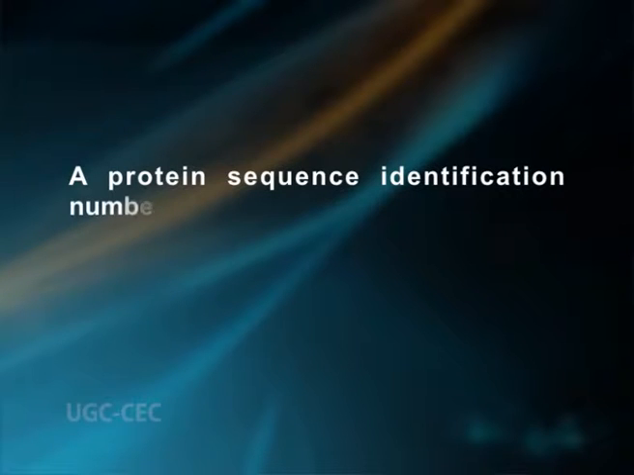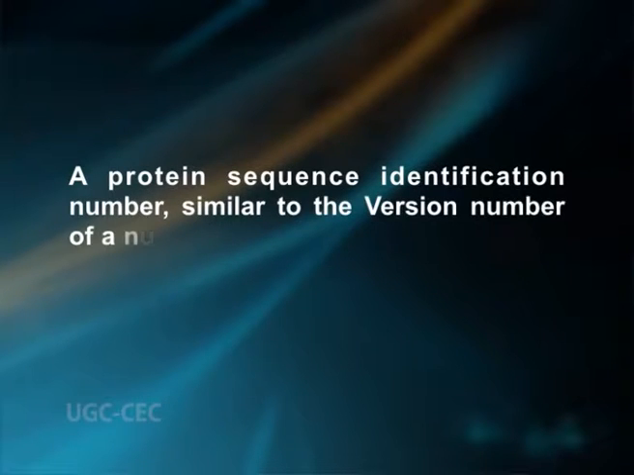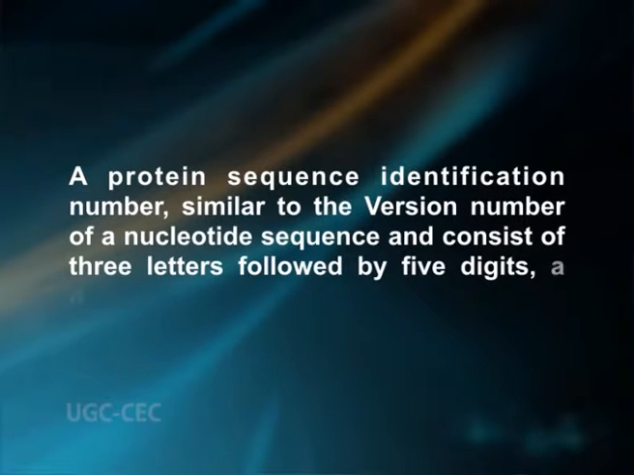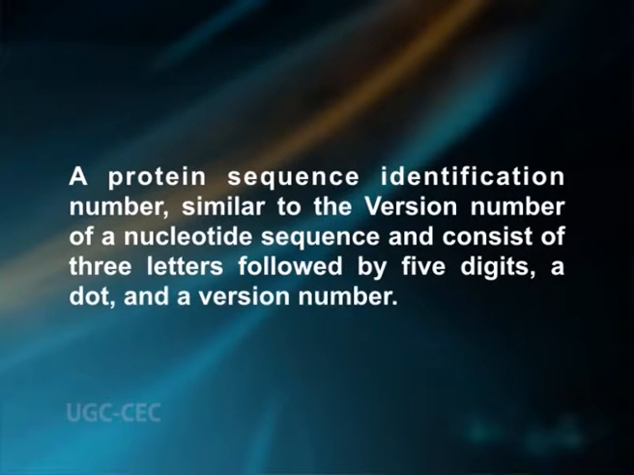CDS, or the coding sequence region of the nucleotide that corresponds with the sequence of amino acids in a protein. Location includes start and stop codons. Protein ID, a protein sequence identification number similar to the version number of a nucleotide sequence, consists of 3 letters followed by 5 digits, a dot and a version number. If there is any change to the sequence data, even a single amino acid, the version number will be increased, but the accession portion will remain stable.